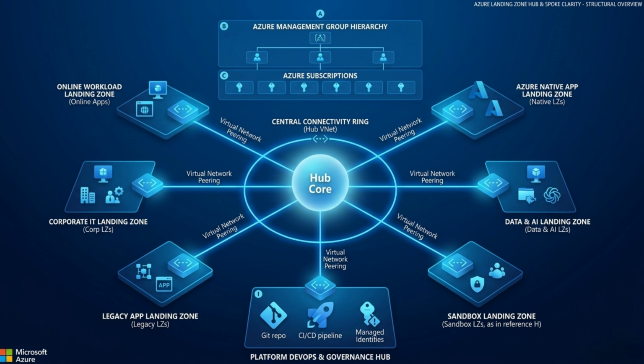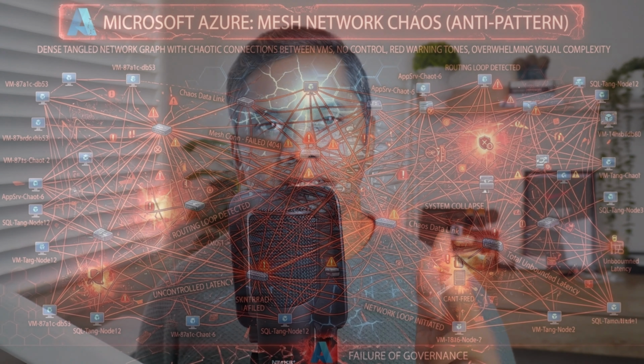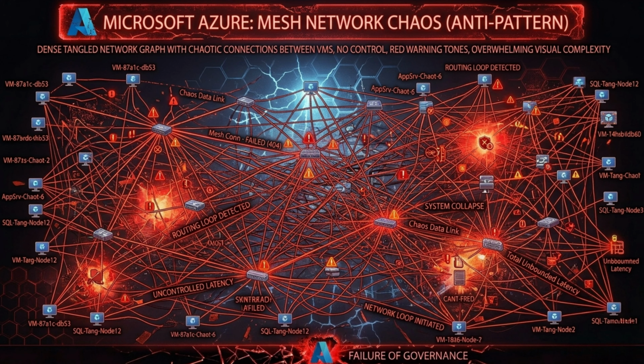This is where most architectures collapse. Networking. Without structure, teams do this: create their own VNets, peer randomly, open ports manually, and suddenly you have a mesh network you can't control. The hub and spoke model. In a real landing zone, you centralize everything. The hub is your control point.